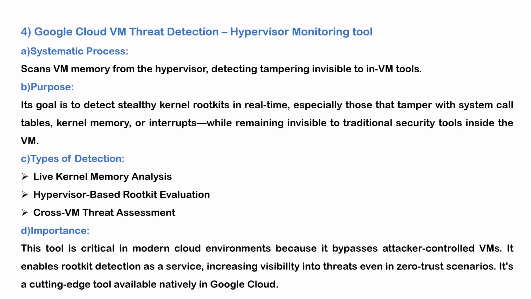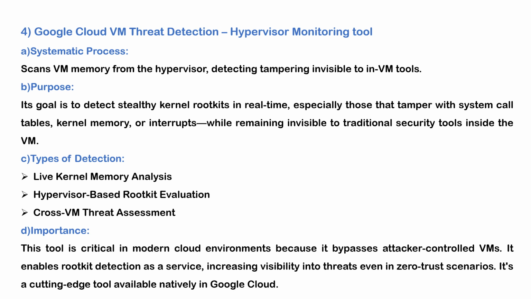Google Cloud VM Threat Detection, hypervisor-level scanning. Finally, we have Google Cloud VM Threat Detection, a cloud-native solution for detecting rootkits in real time. This tool is different because it operates from the hypervisor level, meaning it does not rely on any agent inside the virtual machine. Instead, it analyzes the kernel memory of the VM from outside, looking for signs of tampering such as unexpected changes of memory mapping or system call tables.